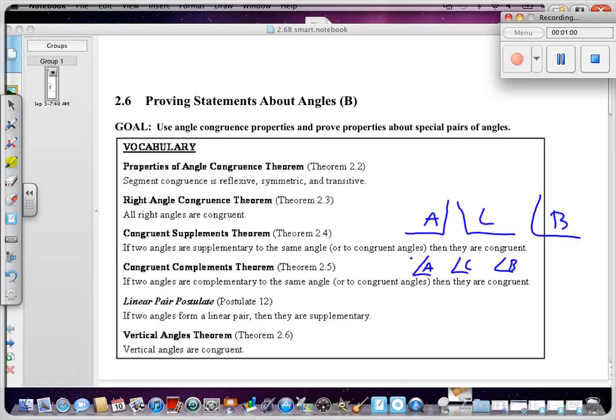You guys know linear pair postulate and vertical angles. Okay, let's go ahead and start these proofs.